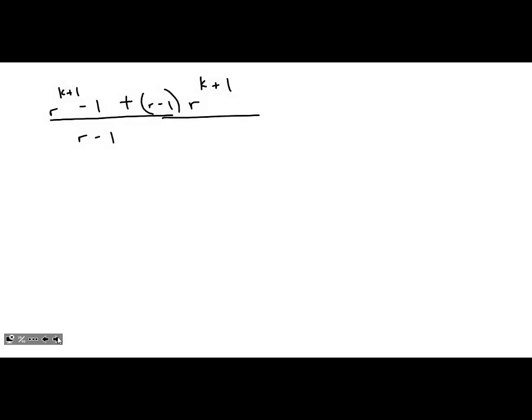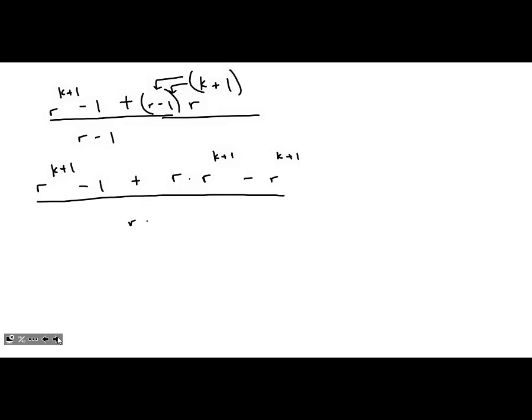And all of that is over r minus 1. Okay, well, let's do a little bit of algebra on this guy. This is r to the k plus 1 minus 1. Now, if I take this r to the k plus 1 and distribute him in, then I would have plus r times r to the k plus 1 minus r to the k plus 1 all over r minus 1.